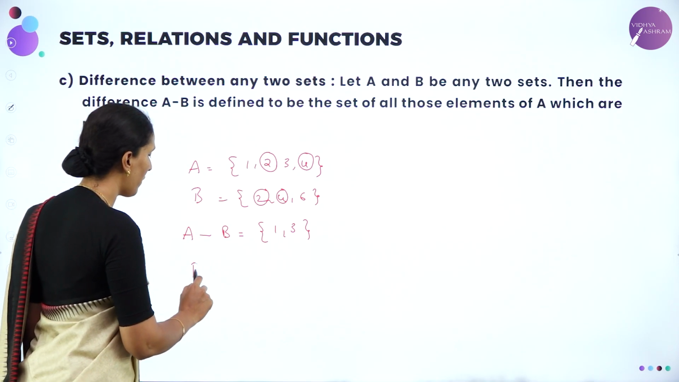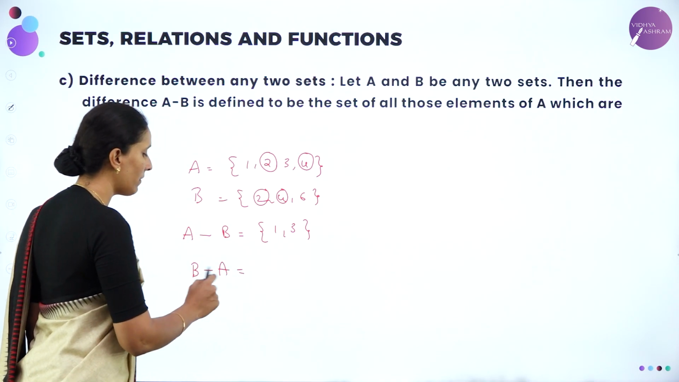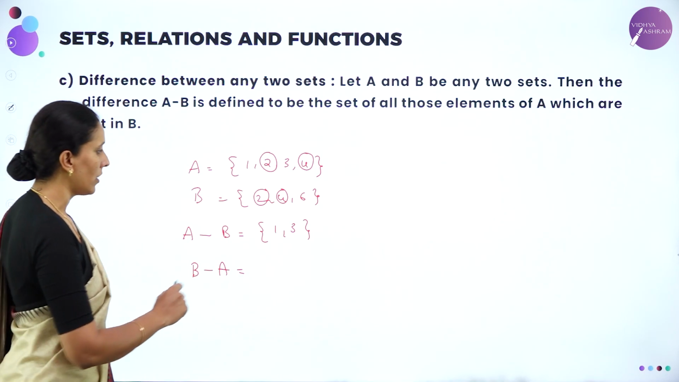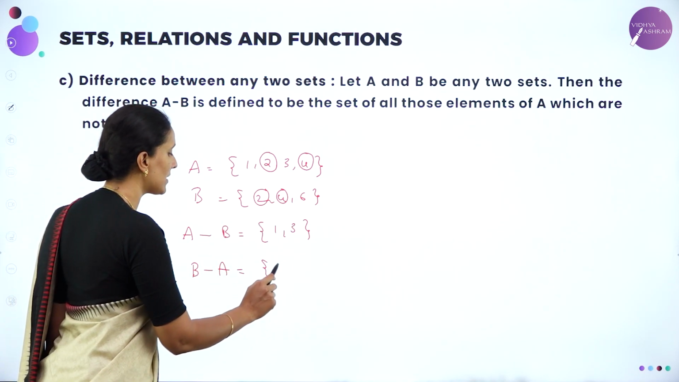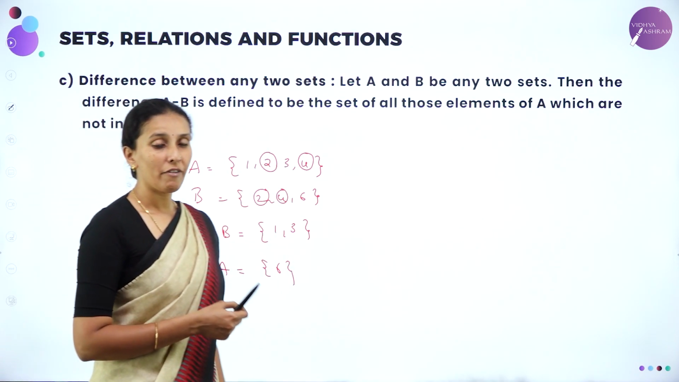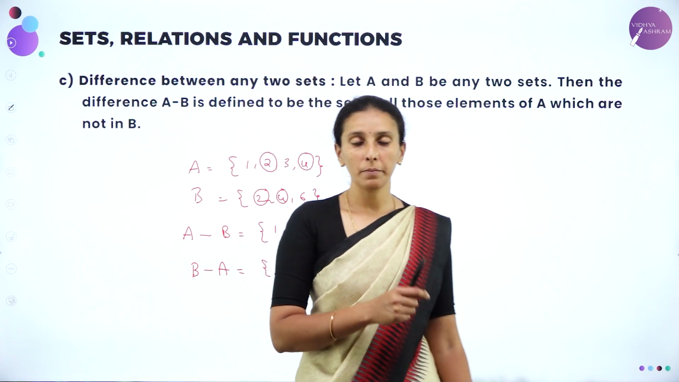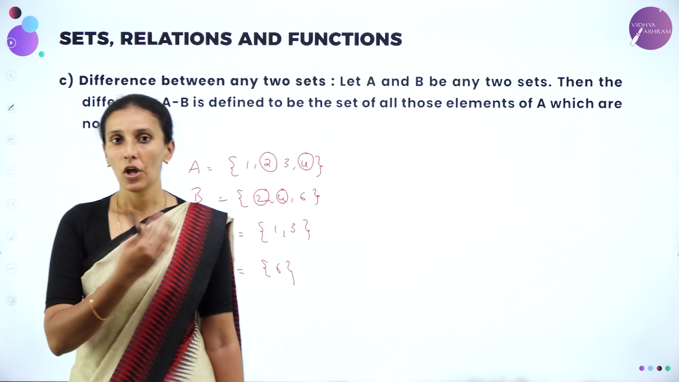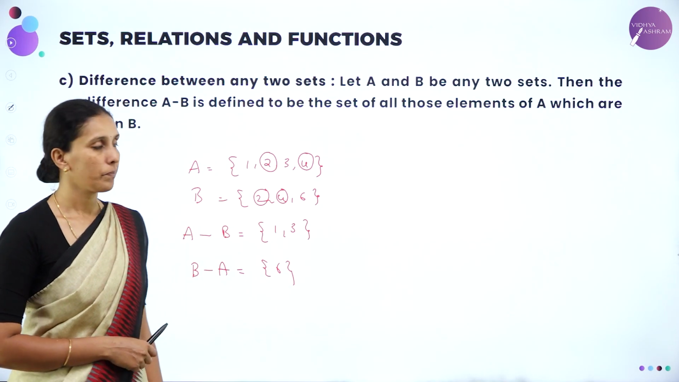We can also define B minus A here. And when we say B minus A, it is the element only in B, not in A. So only in B means it is 6 because 2, 4 are in A. So when we are defining the difference of two sets, that means it is the element present only in the first set, not in the second set.